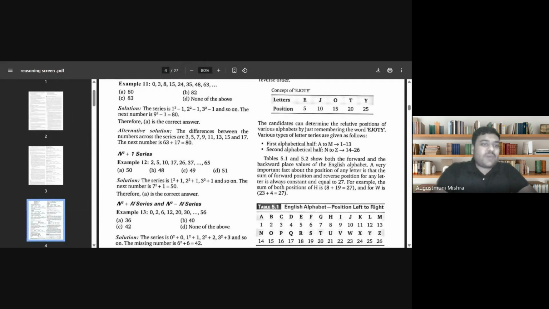Then 2 square plus 1 is 5. 3 square plus 1 is 6. So what will be the next number, like after 37? Means 6 sixes are 36 plus 1 is 37. So the next number will be 7. Okay, so 7 sevens are 49 plus 1 is 50. So the answer will be 50.